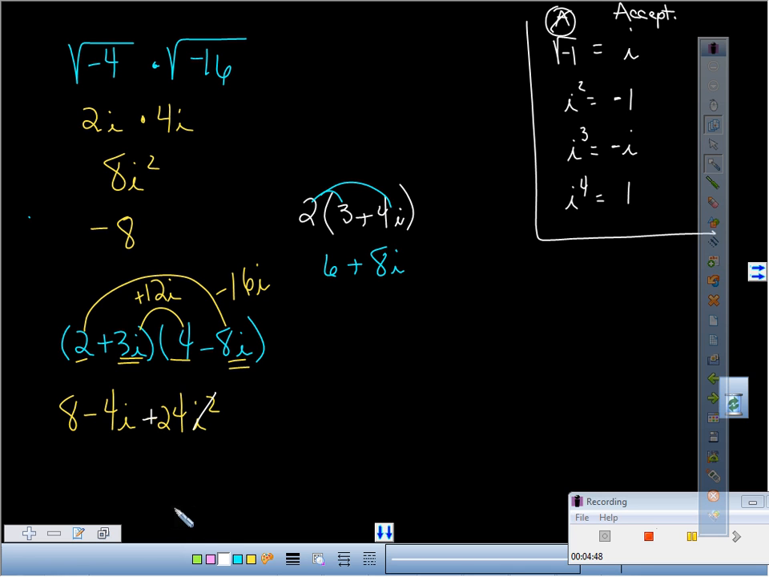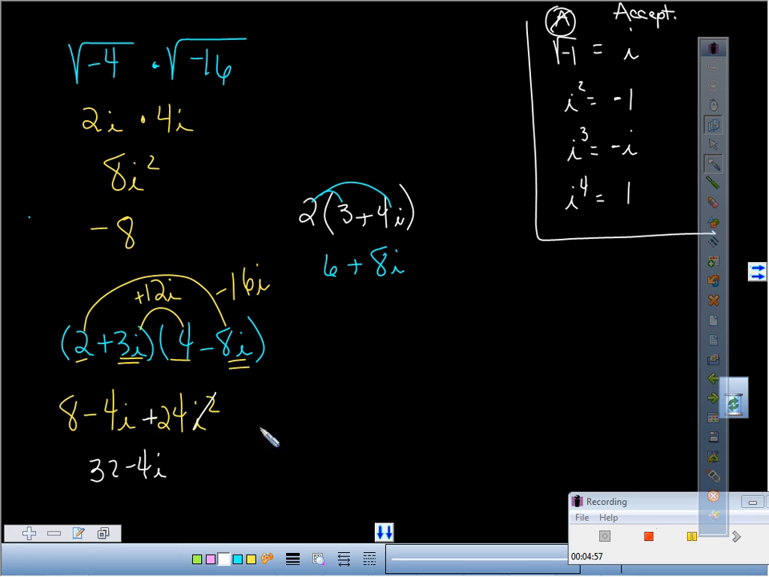Now, do I have any like terms to collect? Yes. What's 8 and 24? So 32 minus 4i. Yeah, you have to. It's always in the form of a plus bi, that standard form. So the real number comes first and the imaginary part comes second.